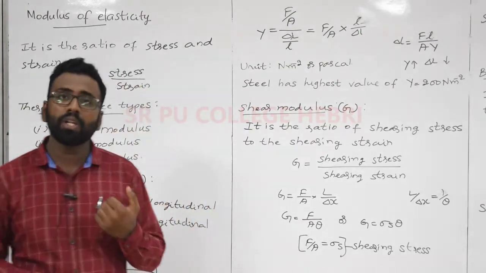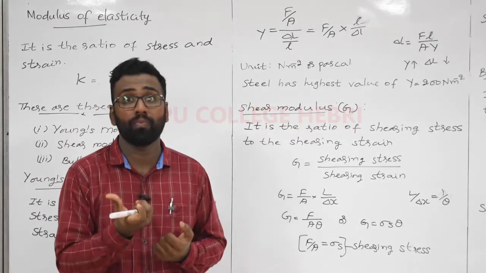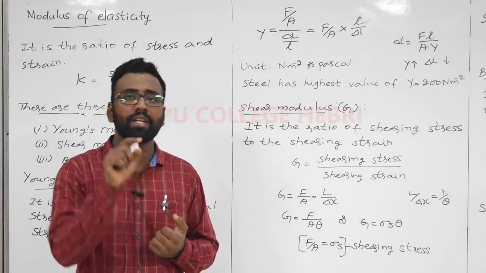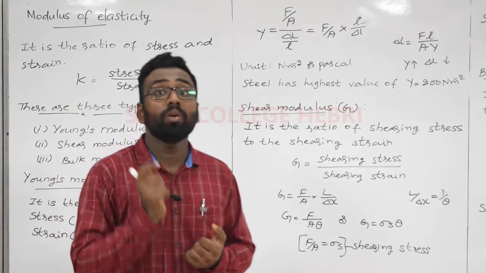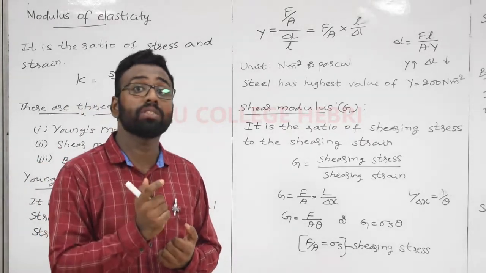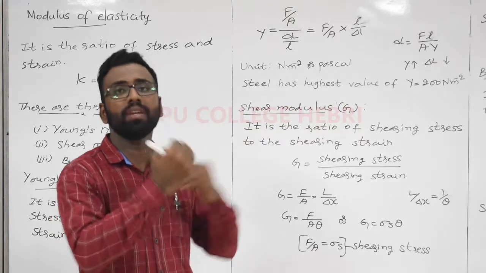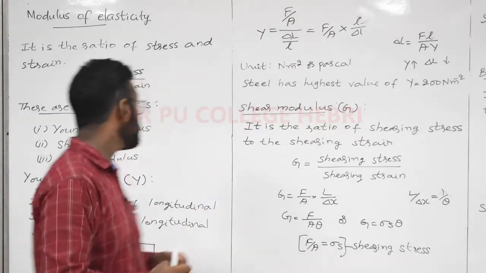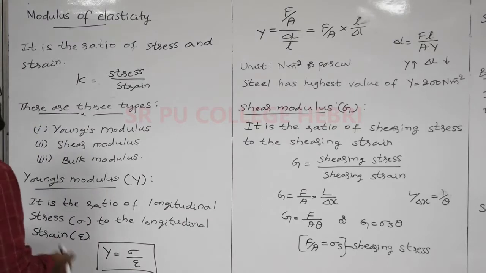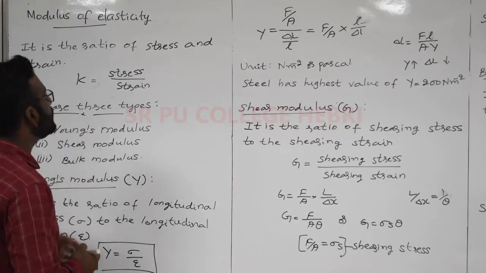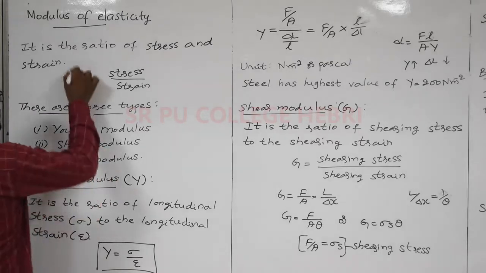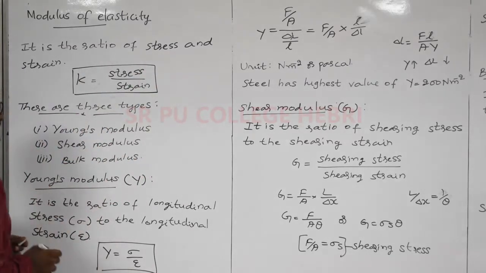The word modulus of elasticity you must have heard from Hooke's law. Correct, right? In the proportionality sign I told you that K is nothing but the proportionality constant or modulus of elasticity. The same K will be discussed over here. Now what is this modulus of elasticity? Very simple. It is the ratio of stress and strain. The three types are Young's modulus, shear modulus and the bulk modulus. Now we will discuss one by one.